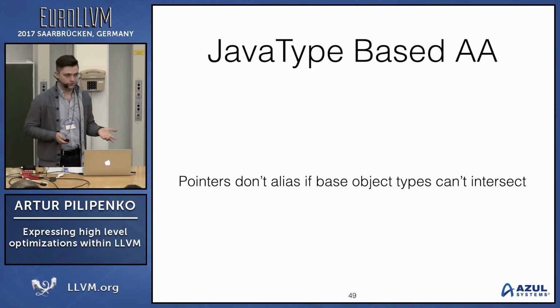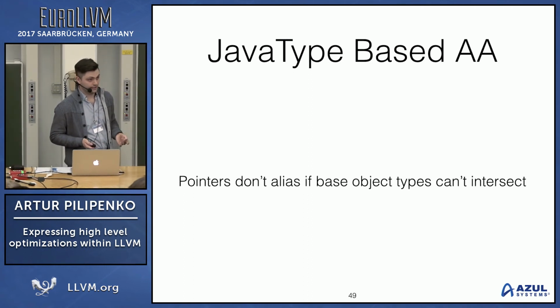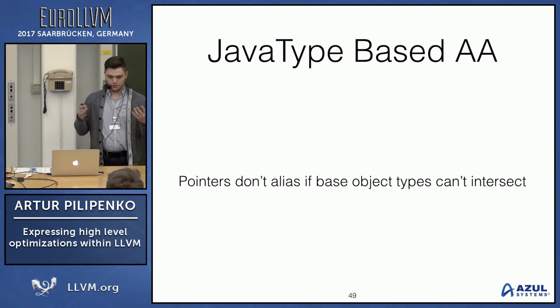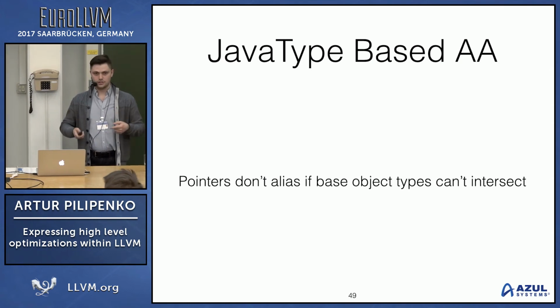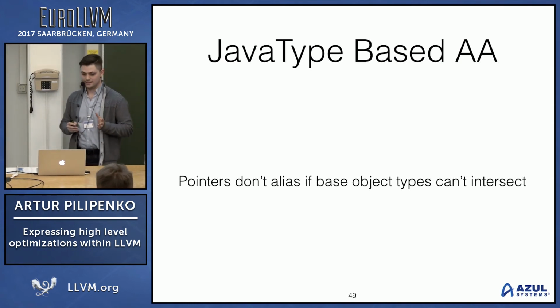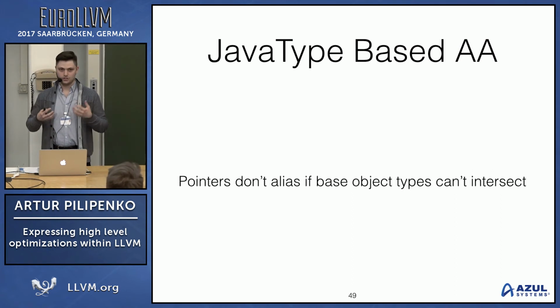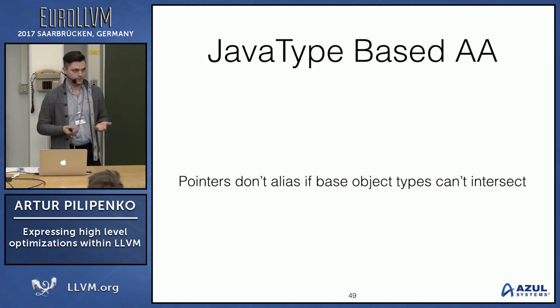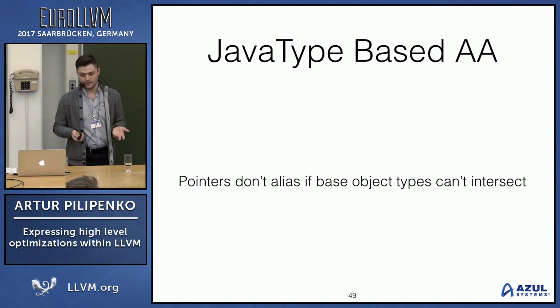So we decided to introduce JavaType based analysis for our optimizer. And the rule here is simple. We have two pointers. We look at their base objects being accessed. And if Java types do not intersect for these objects, we know that the pointers cannot alias.